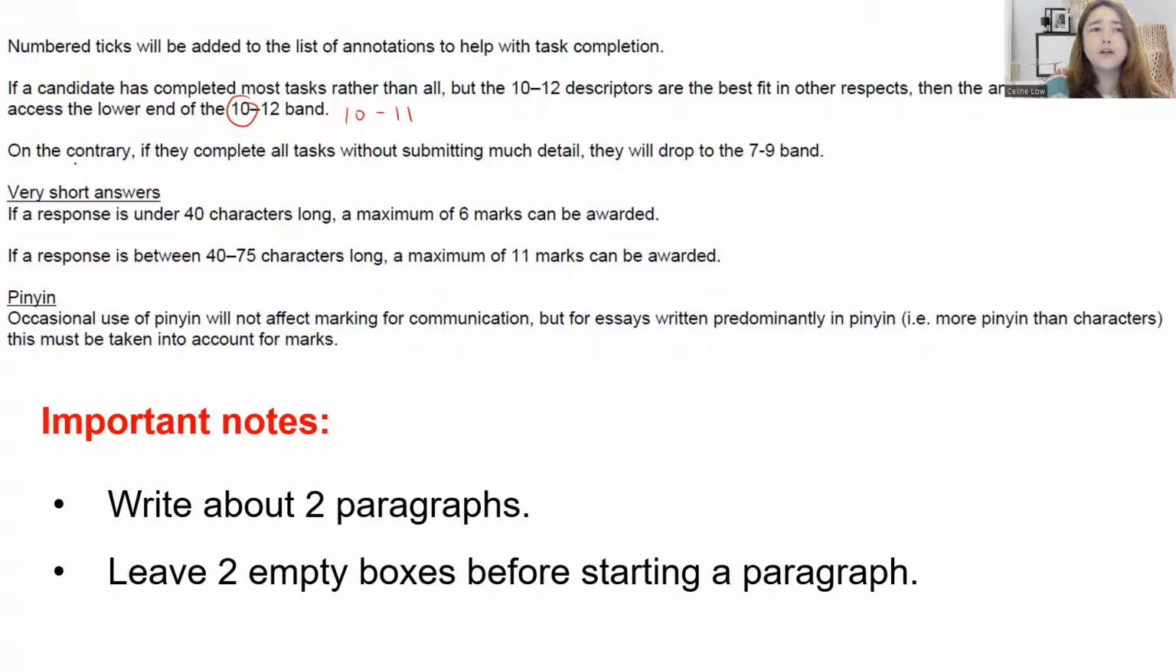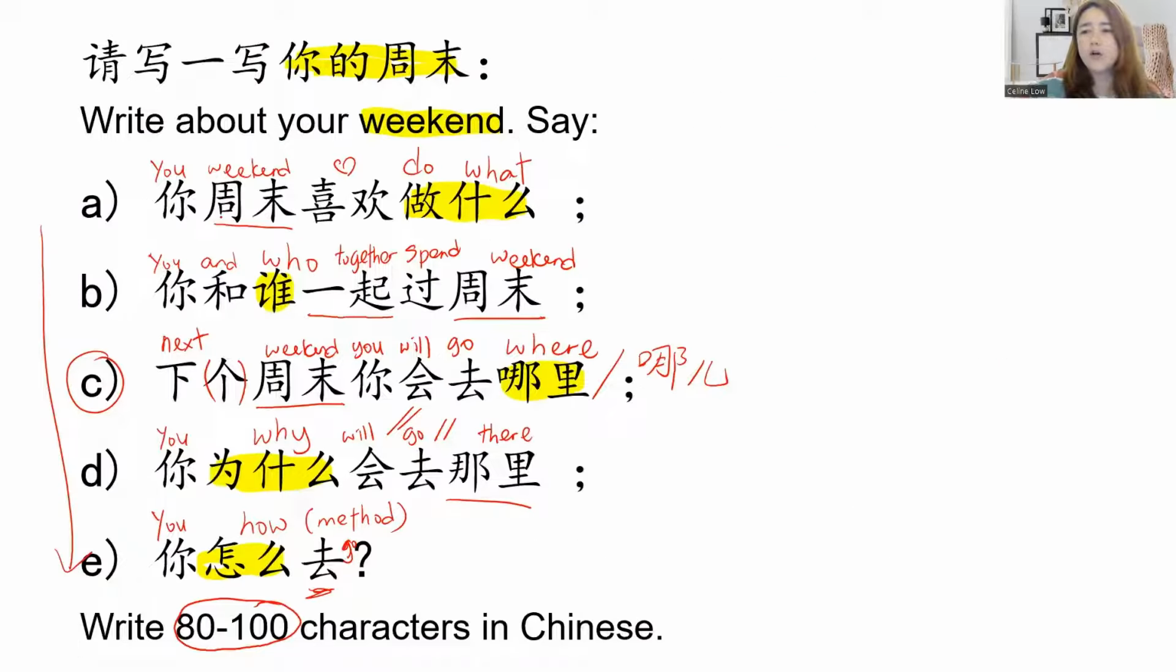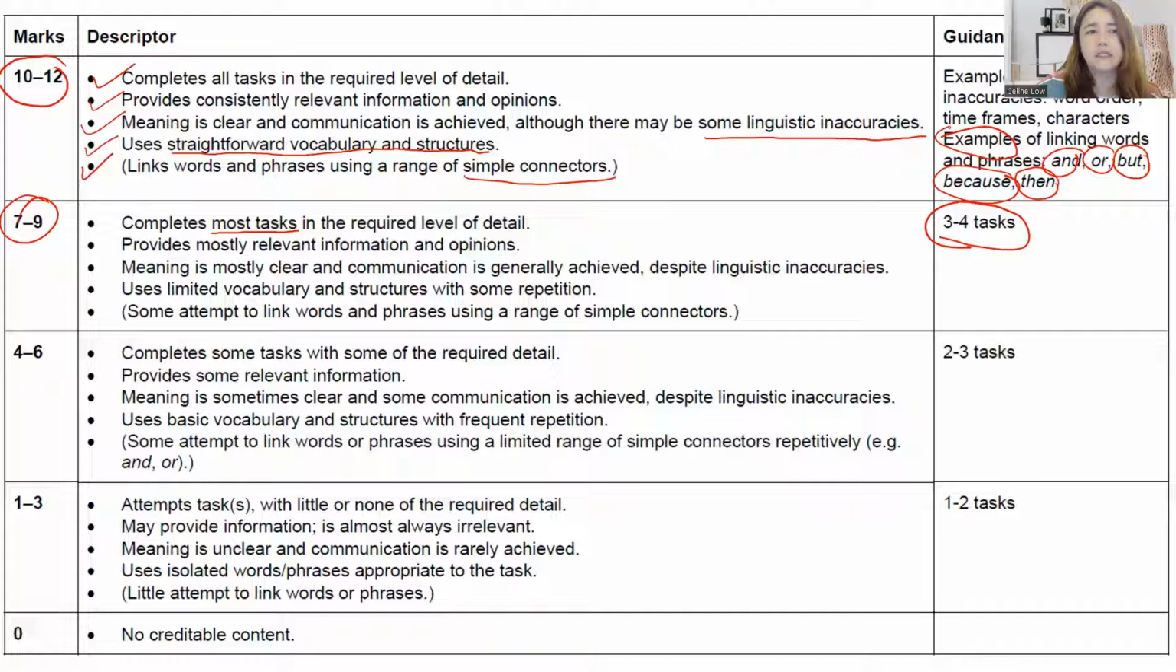Now, next one. On the contrary, if they complete all tasks without submitting much detail, they will drop to the 7 to 9 band. Without submitting much detail means, okay, you did not elaborate. Let's say, 你周末喜欢做什么? You just answer, 我周末喜欢看电影. Finish. 你和谁一起过周末? 我和妈妈一起过周末. 下个周末你会去哪里? 下个周末我会去星巴克. Okay, so it's a basic Q&A. That is not considered a good essay. So it might drag you, okay, to drop to the 7 to 9 band.